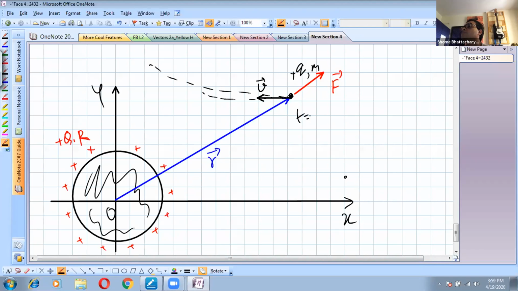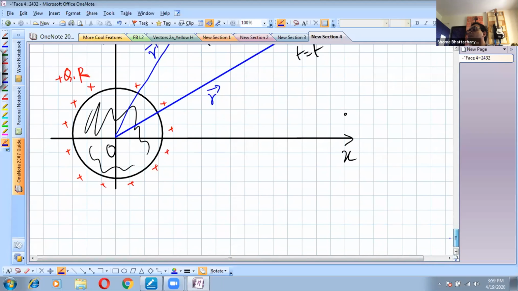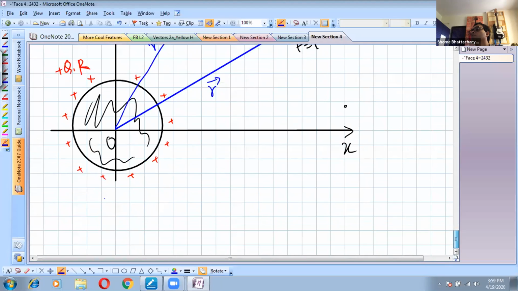But if this is how the particle is located at t, then after some time at t plus delta t, let's say it's located here and its velocity has changed to some v prime, and its position vector has changed to some r prime. This angle can be anything. So the force has changed and all that. What we will see over here is about angular momentum, because the force is capital Q into small q by r square, r cap.